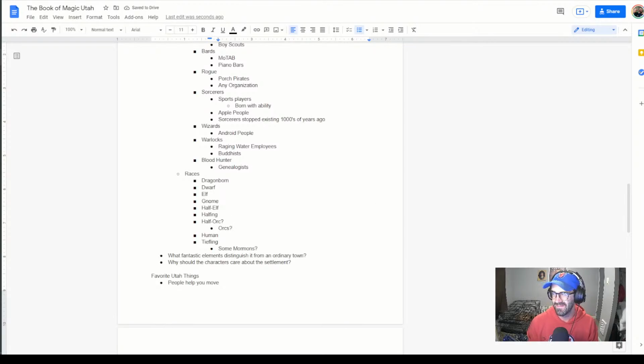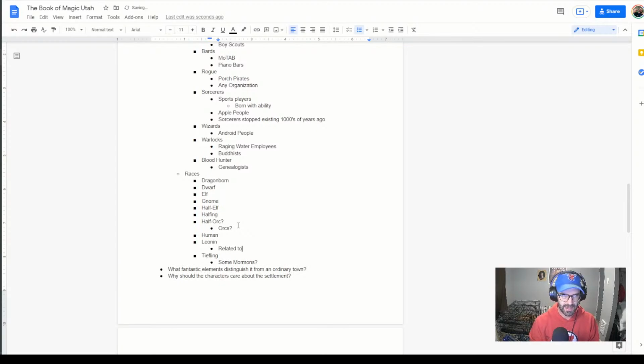Leonin. I know who Leonin are gonna be. I mean, I'm just gonna write this down. It's not really that important. It could be related to the Lion House somehow. I like that idea. Satyrs. Ooh, boy. There could definitely be satyrs in... But I don't know. If they're from the Fae... I'm not sold on satyrs.